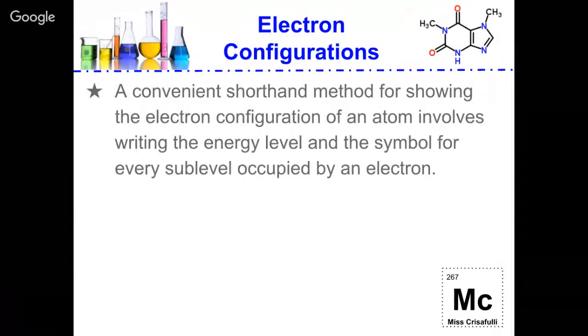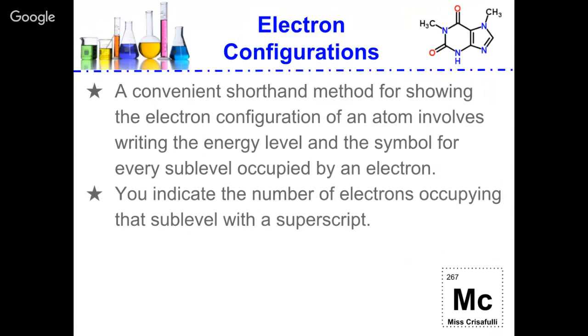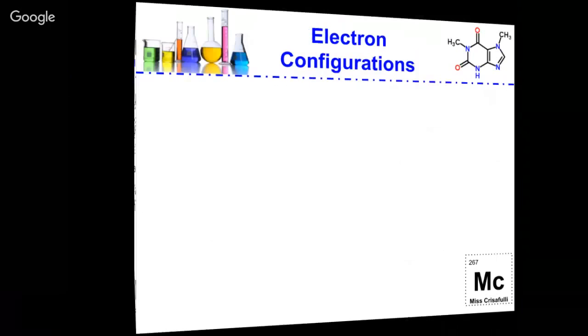So a convenient shorthand method for showing the electron configuration of an atom involves writing the energy level and the symbol for the sublevel or the shape of the orbital occupied by the electron. And then you indicate the number of electrons occupying the sublevel with a superscript or an exponent.